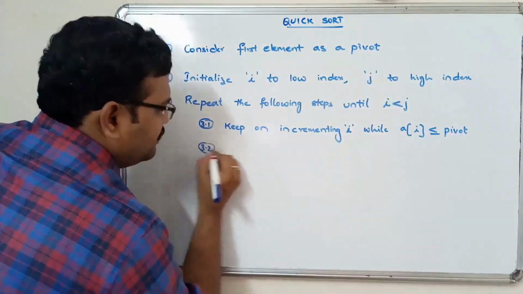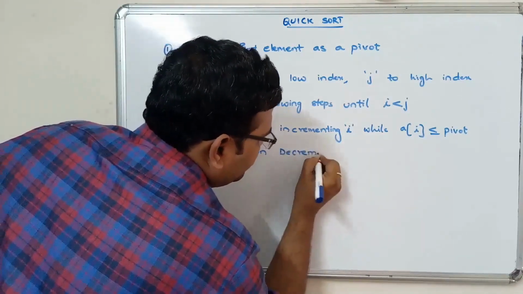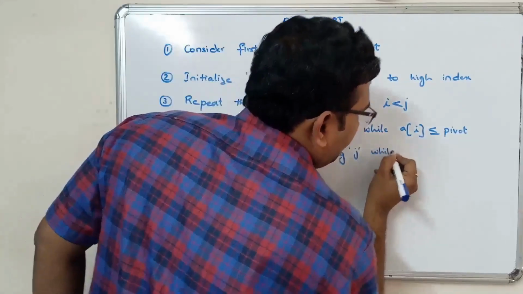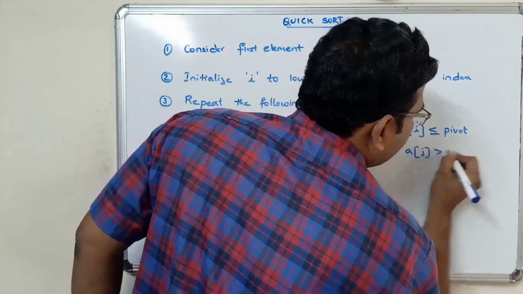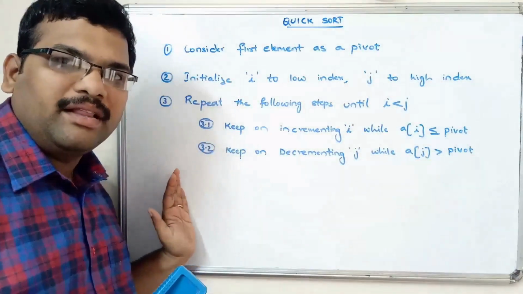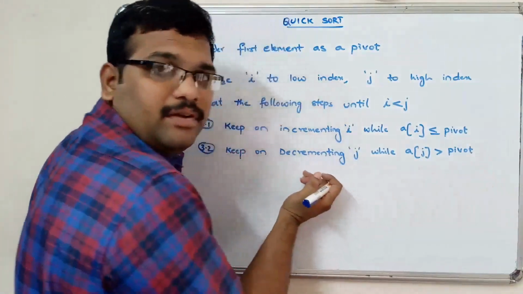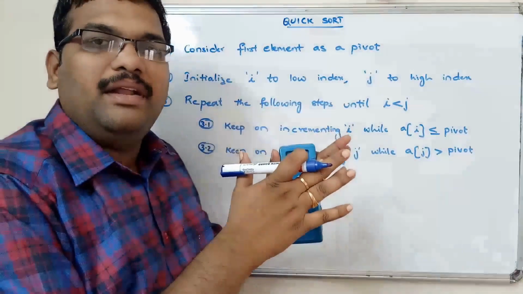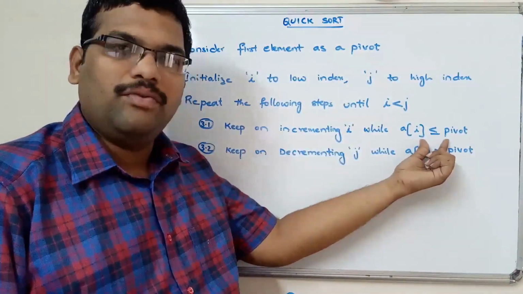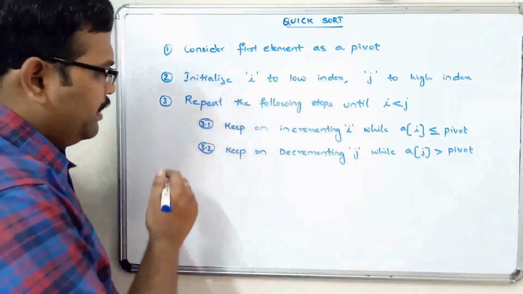Similarly, keep on decrementing j while A[j] is greater than pivot. So from the starting we have to increment i towards the right, and decrement j towards the left. While incrementing and decrementing i and j values, we have to check these conditions, whether A[i] is less than or equal to pivot, and whether A[j] is greater than pivot.